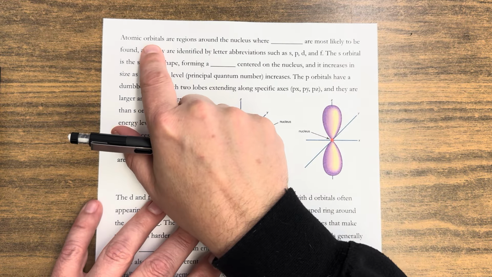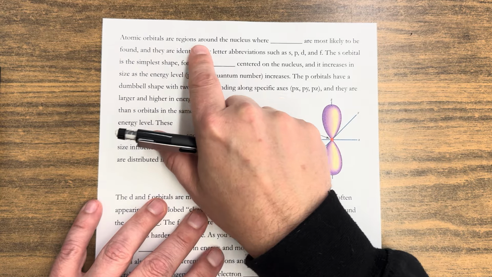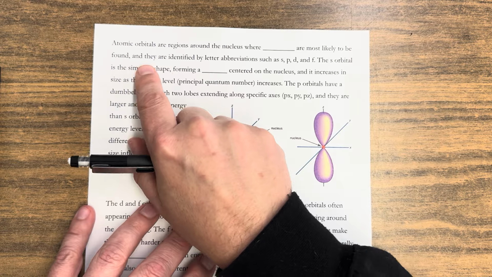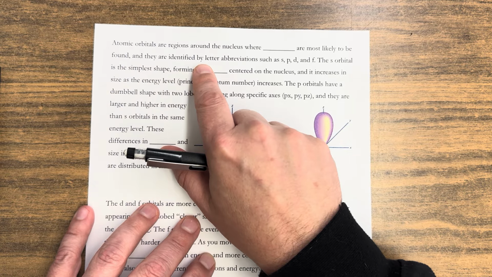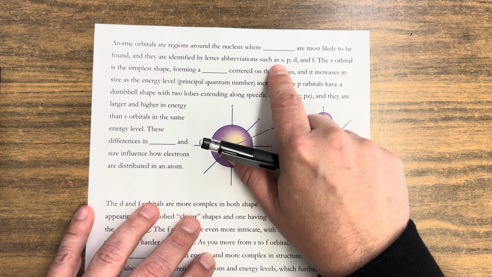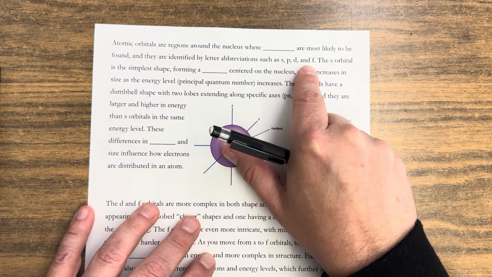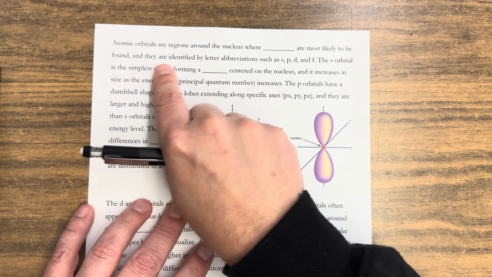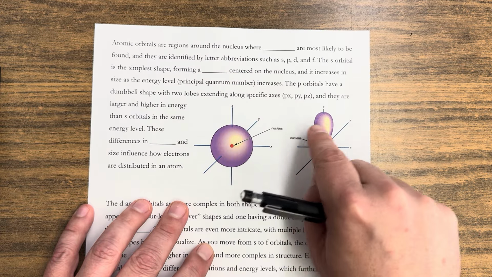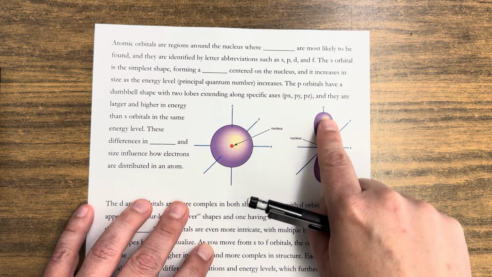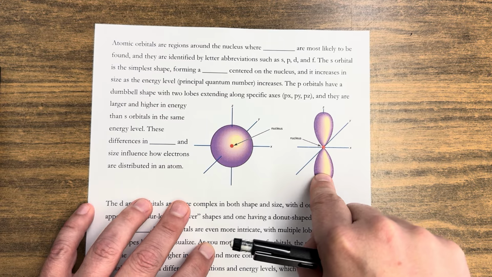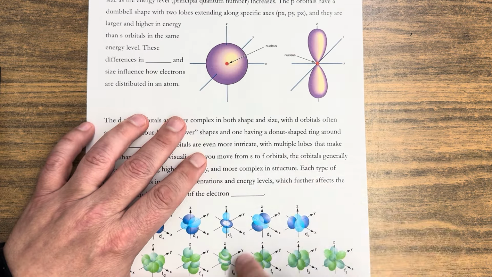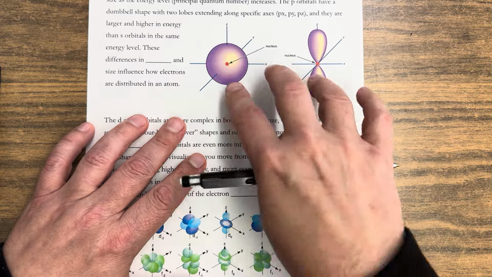So back to orbitals here. Atomic orbitals are regions around the nucleus where electrons are most likely to be found, and they are identified by letter abbreviations such as s, p, d, and f. So we're talking about orbitals, but we're also talking about clouds or shells here of where you're likely to find the electrons. And we're going to get some weird shapes of where you're going to find these based on different energy levels.